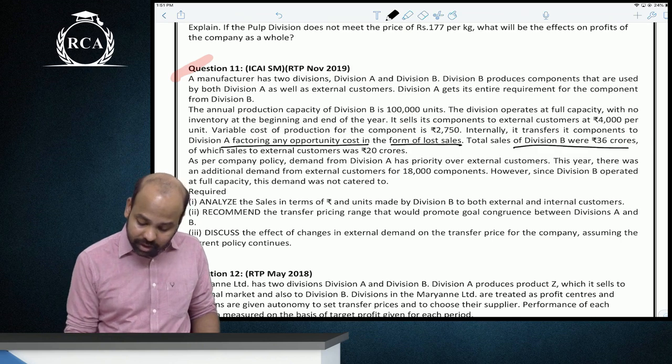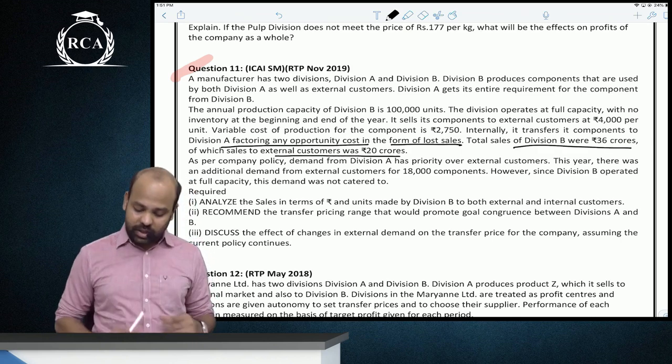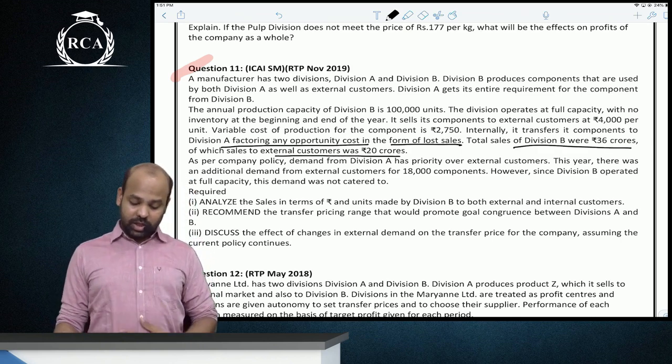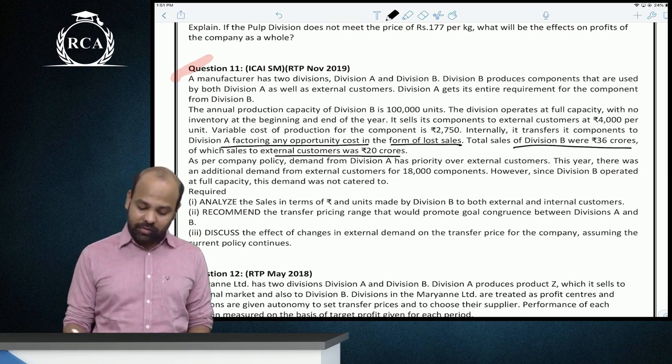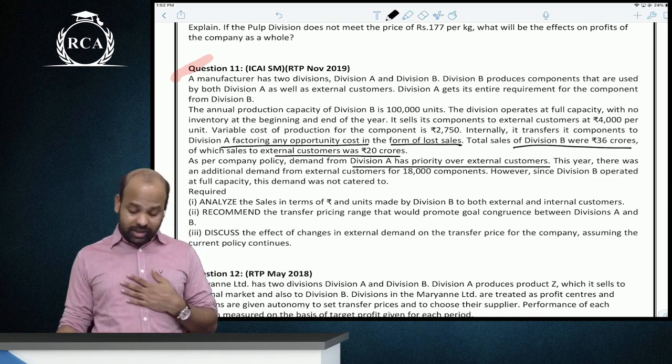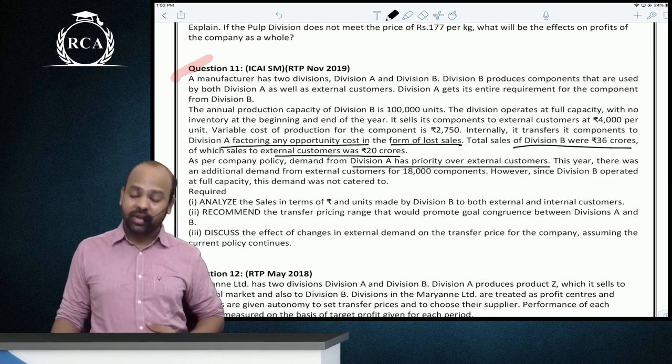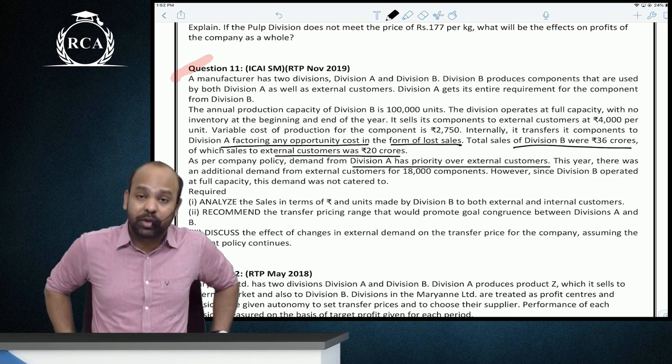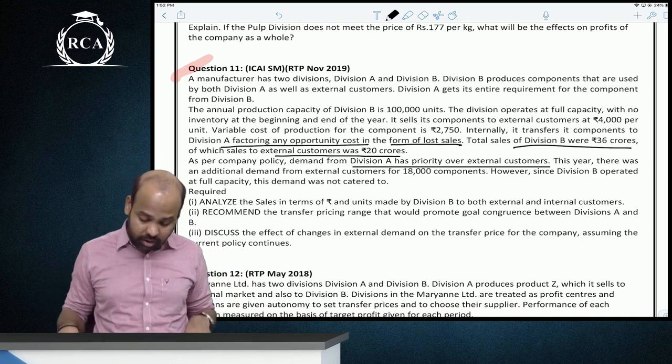This part is very, very important. As per the company's policy, the demand from Division A has priority over external customers. This year, there was an additional demand from external customers for 18,000 units. However, since Division B operated at full capacity, this had to be turned away.